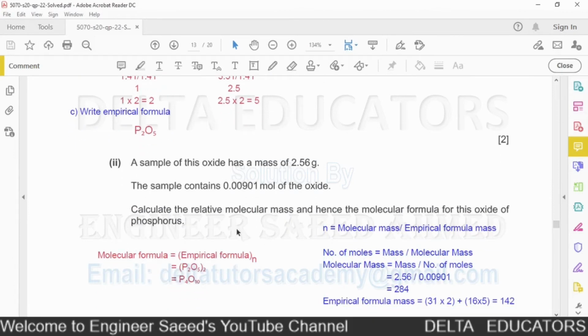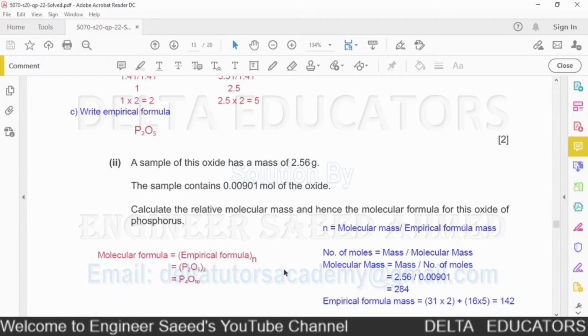Here, the first thing we have to calculate is the relative molecular mass. To calculate it, we will use the formula: number of moles is equal to mass over molecular mass. So molecular mass will be equal to mass over number of moles. Mass is given as 2.56 gram, number of moles is given as 0.00901. So molecular mass will be 2.56 over 0.00901. It will be 284. Now we have calculated the molecular mass, it is 284.